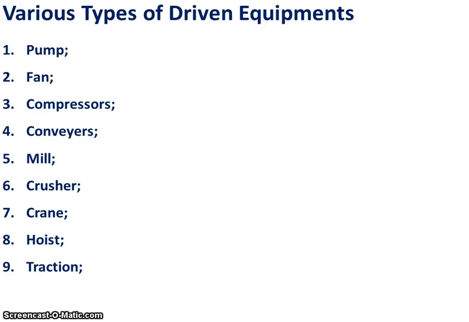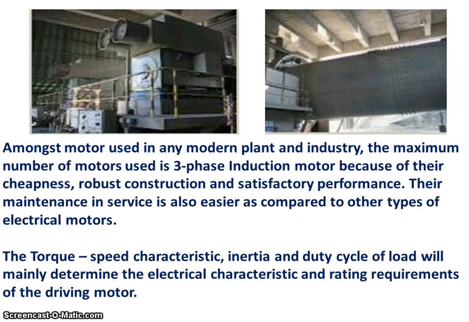Various types of driven equipment, or what we can sometimes call load: pump, fan, compressor, conveyors, mill, crusher, crane, hoist, traction. These are all the types of loads which can be driven by electric motors. Amongst motors used in any modern plant and industry, the maximum number used is the three-phase induction motor because of its cheapness, robust construction and satisfactory performance. Its maintenance in service is also easier as compared to other types of electric motors.